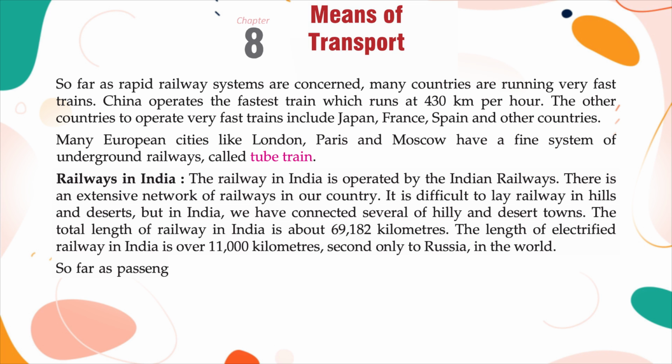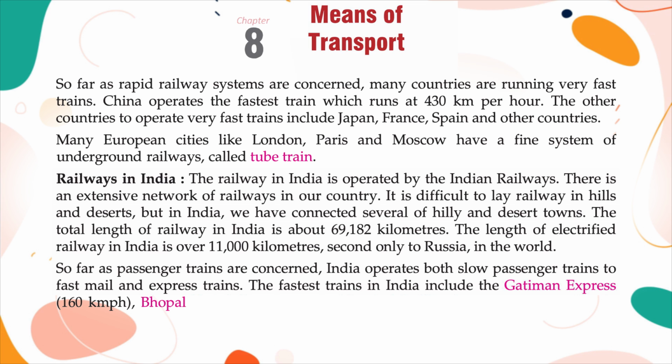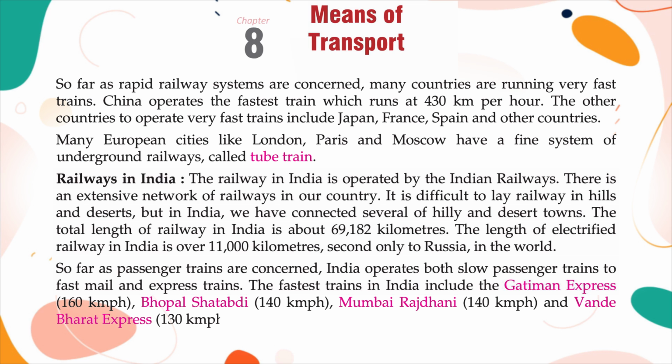So far as passenger trains are concerned, India operates both slow passenger trains and fast mail and express trains. The fastest trains in India include the Gatiman Express, 160 km per hour, Bhopal Shatabdi, 140 km per hour, Mumbai Rajdhani, 140 km per hour, and Vande Bharat Express, 130 km per hour, among others.